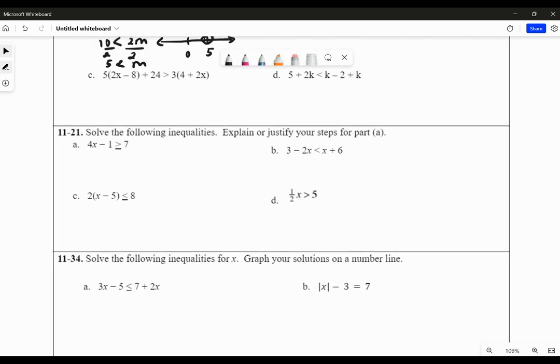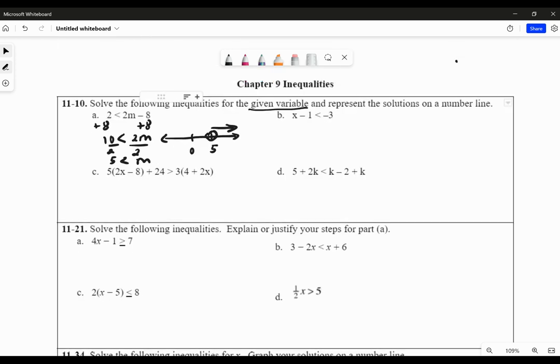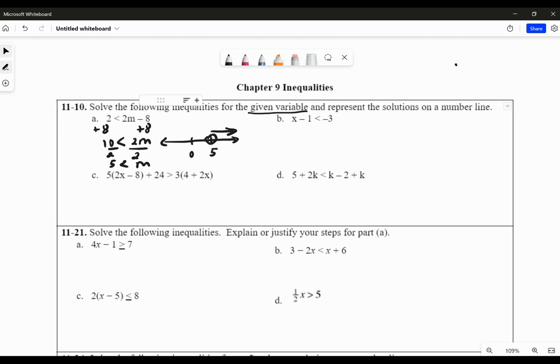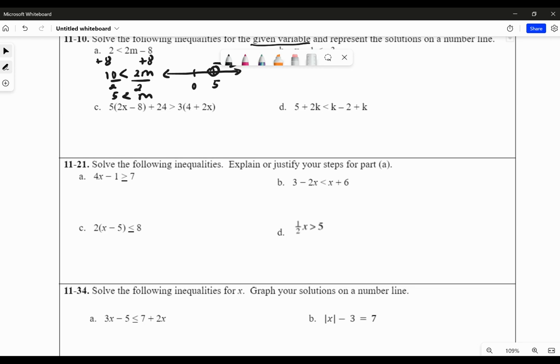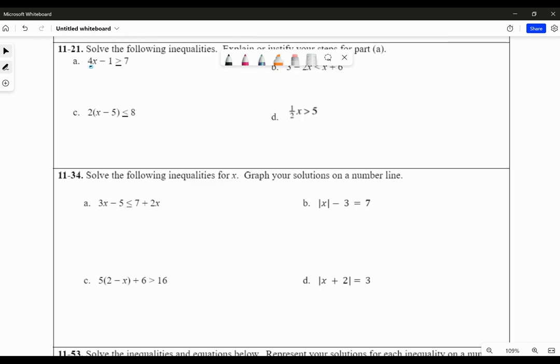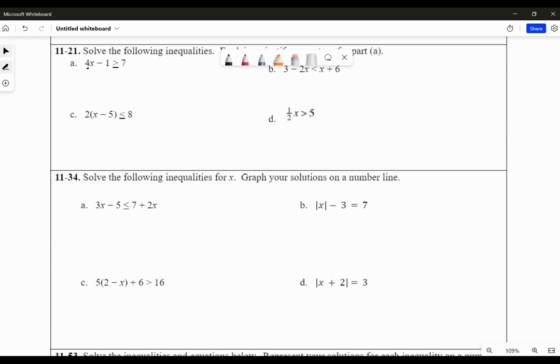And let's see here. For this one, it looks like it's the same. Solve the following. Justify your steps. Explain or justify your steps for part A. That does not make any sense. So just solve the inequalities, just like what you did up here, solving for x. It doesn't say to draw a number line, so maybe now you don't have to. All right, look at that. Ooh, look at this. Solve the following inequalities for x and draw on a number line. Well, that one you have to because it tells you to. Okay, didn't get out of that one, kids.